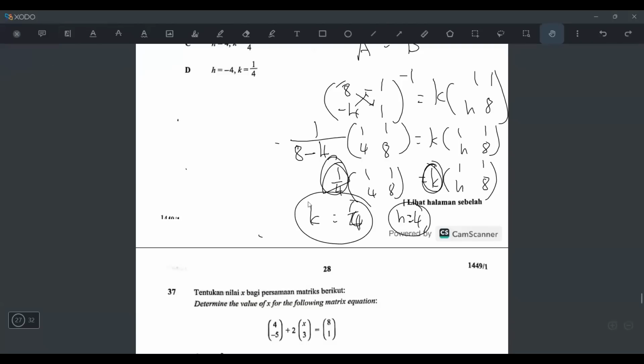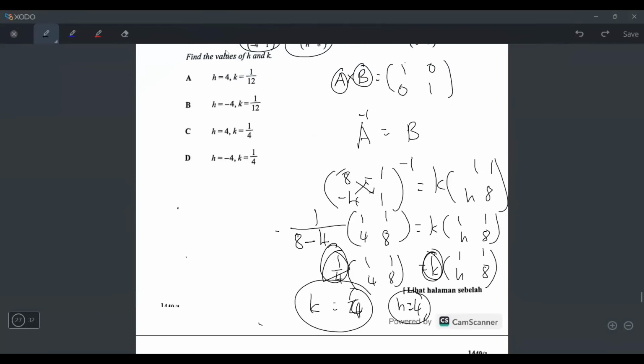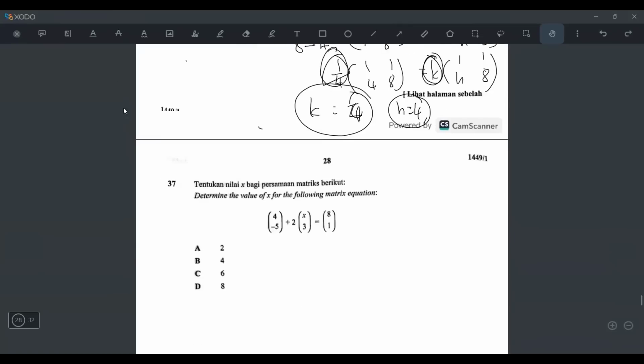Let's look at ABCD. Is there an answer? K 1 over 4, H 4. This one, right? K 1 over 4, H 4. So that's how you do it.